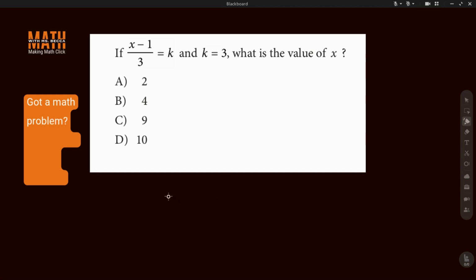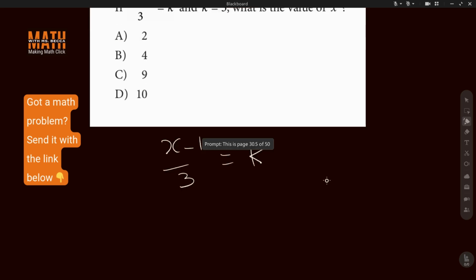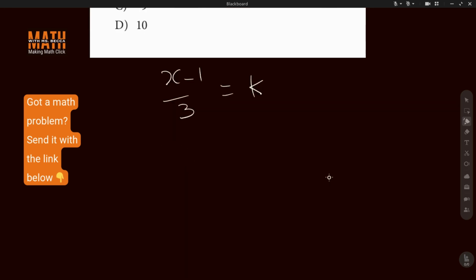Now, if (x - 1)/3 equals k, and k equals 3, what is the value of x? So let's solve this. If k is equal to 3, this means (x - 1)/3 will be equal to 3.